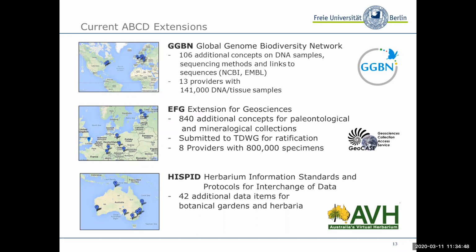The last extension that is in use is HISPID, which is used by the Australian Virtual Herbarium, and it's the smallest one with just 42 additional data items for herbaria and botanical gardens. And as mentioned earlier, it is used within the AVH to draw data from the herbaria into the central AVH database.